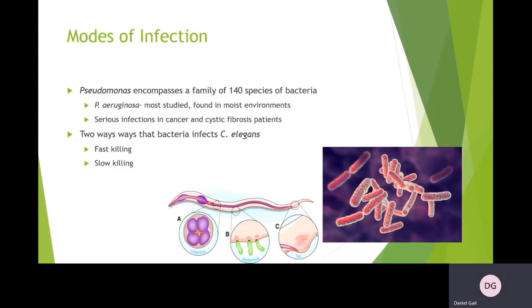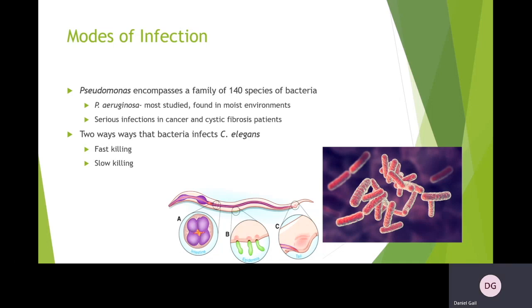A commonly investigated type of bacteria, especially in our lab, is Pseudomonas, which encompasses 140 different species. Pseudomonas aeruginosa is one of the most studied strains and is often found in moist environments. This strain has been shown to cause serious infections in both cancer and cystic fibrosis patients.